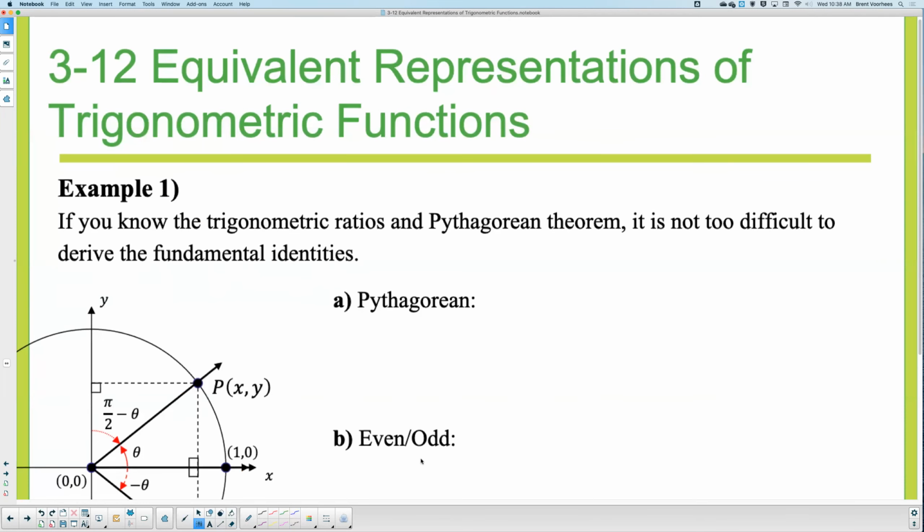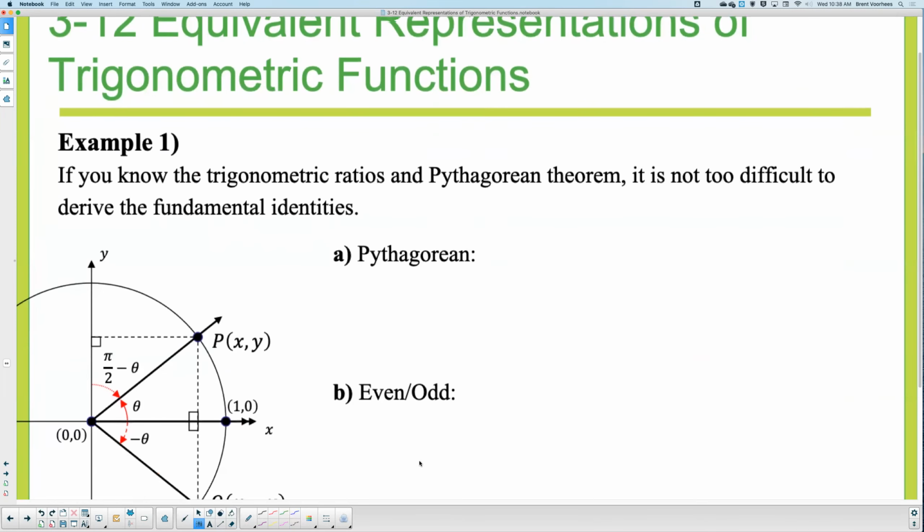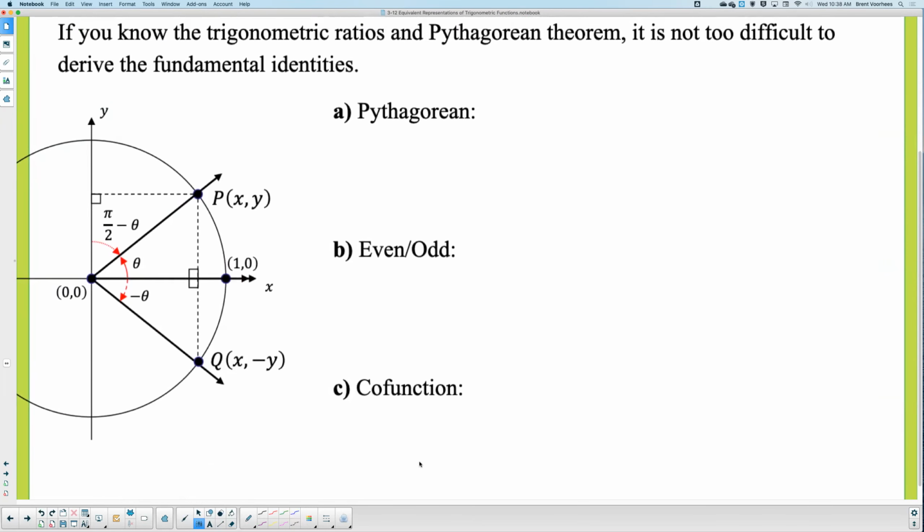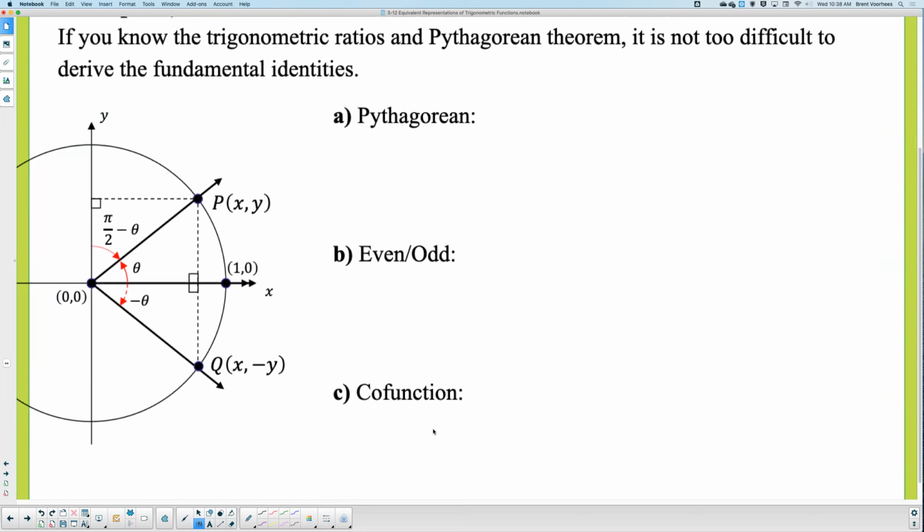It says here, if you know the trigonometric ratios and the Pythagorean theorem, it's not too difficult to derive our identities. Let me prove it to you. What's the Pythagorean theorem? A squared plus B squared equals C squared. Okay. Now for pre-cal sake, X squared plus Y squared is R squared. X squared plus Y squared equals R squared.